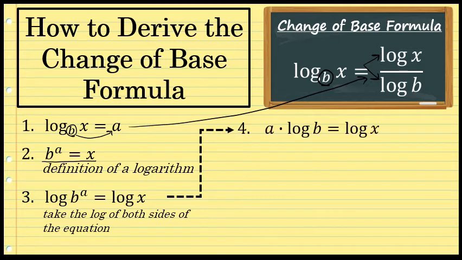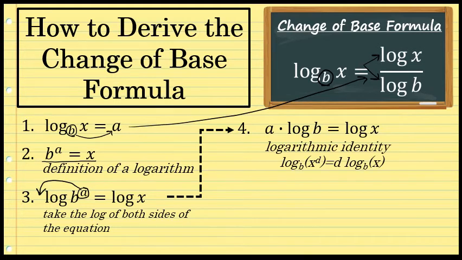The next thing I'll do is take the power that's on the b, the exponent that's on the b, and move that to the front of the logarithm. This is one of the logarithmic identities that states a log base b of x to the d is equal to d times the log base b of x. If you're taking the log of any base of something to a power, you can move the power out to the front. It's one of the logarithmic identities.